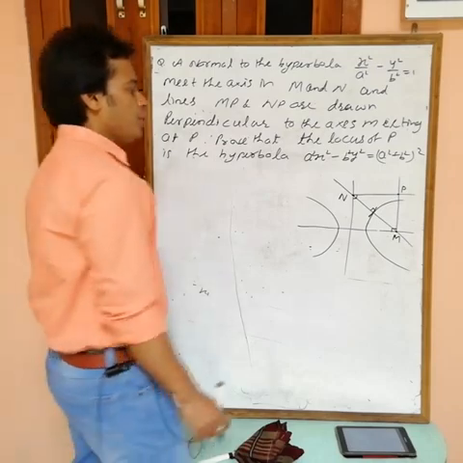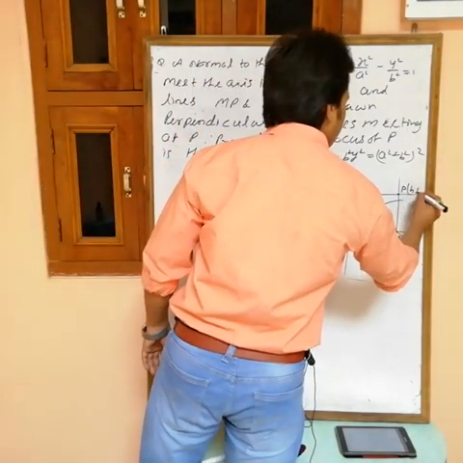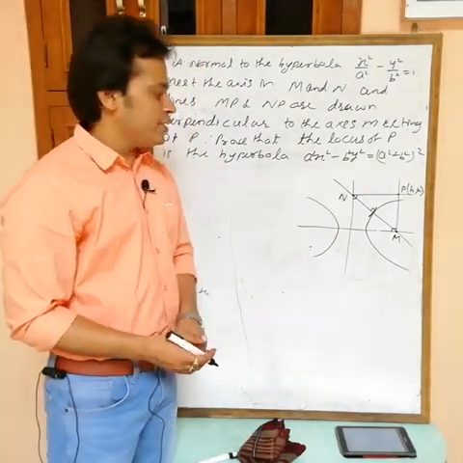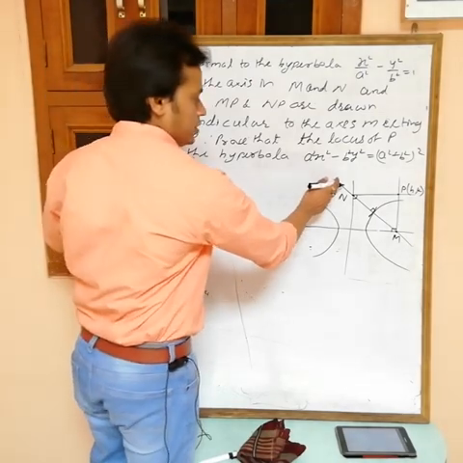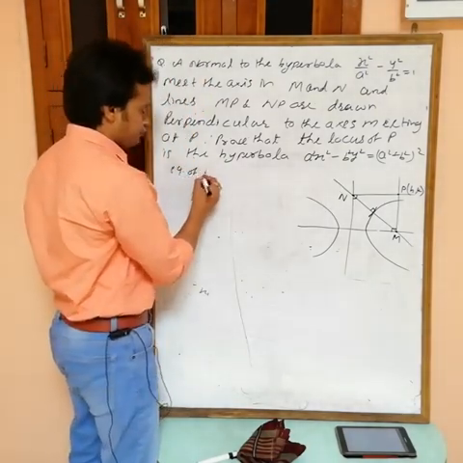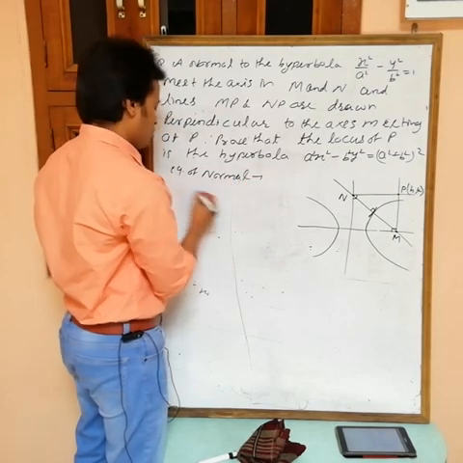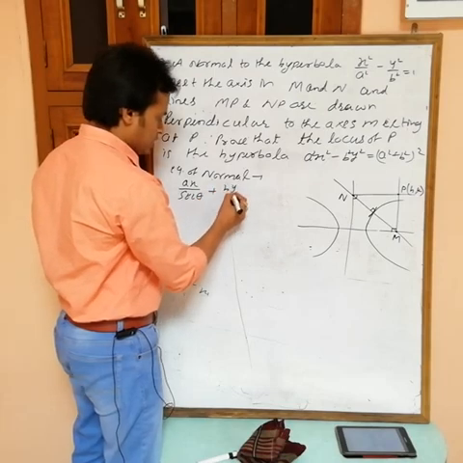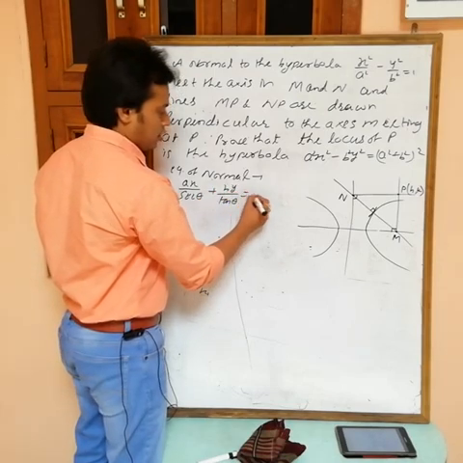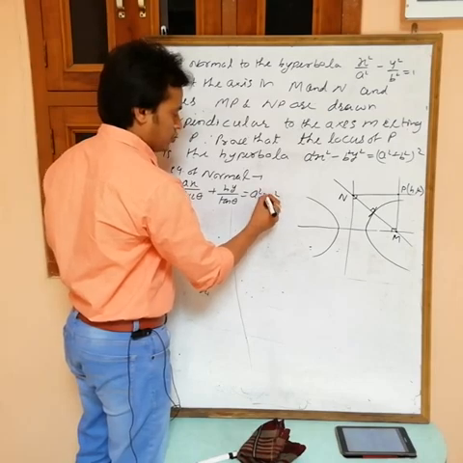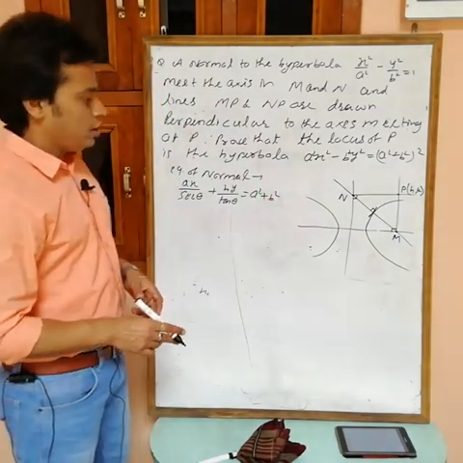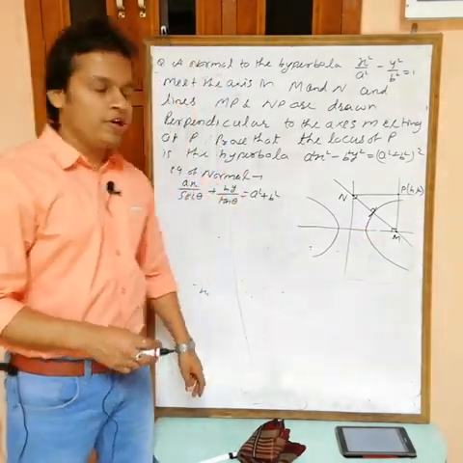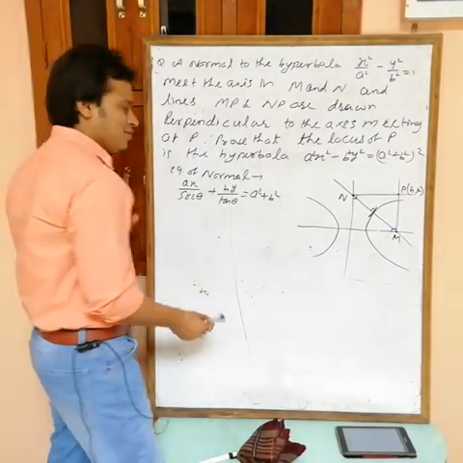To find the locus of any point, the first step is to assume that point as h comma k. Now you want a relation between h and k. This is the normal. So the equation of normal: a x by sec theta plus b y by tan theta equals a square plus b square. This is the equation of normal at any point. Now this normal intersects the x axis at M. Can you find the coordinates of M? Obviously, we can find them easily.